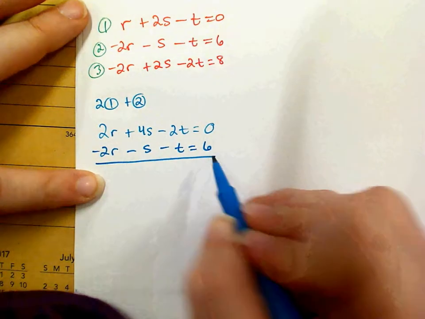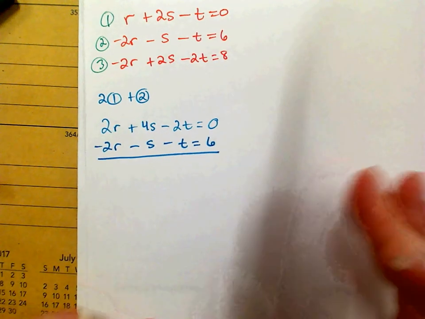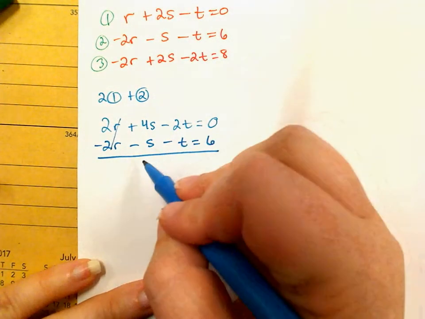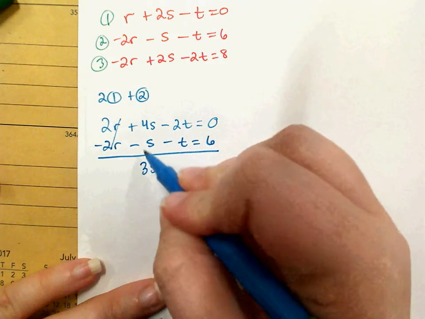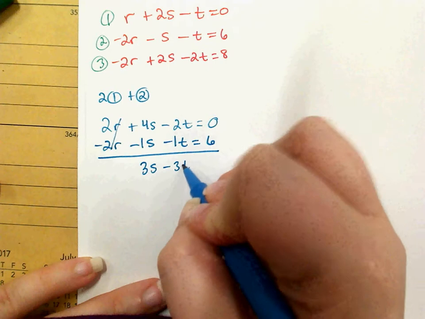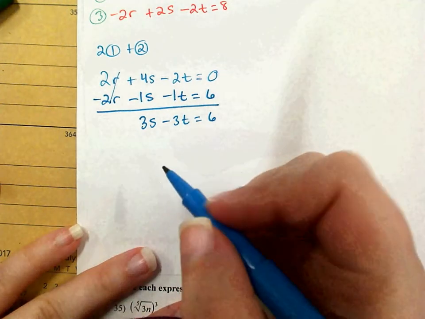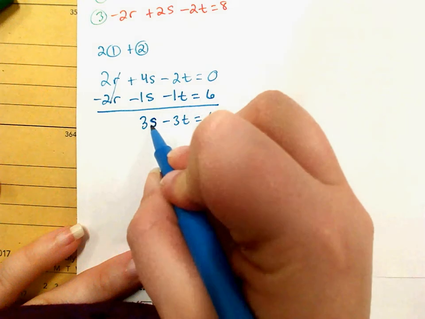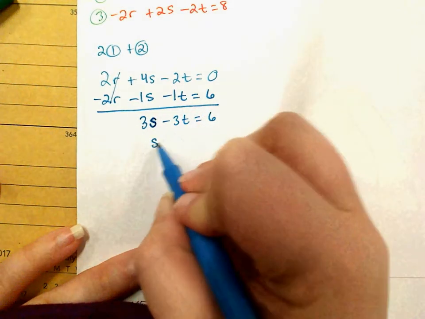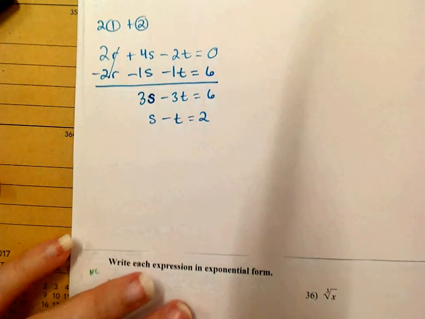Alright, so row 1 times 2, add row 2. I'm going to go ahead and add them. Those cancel out, and I'm left with 3s, because that's 4s minus 1s, and minus 3t equals 6. With this equation right here, what could I do? I could divide it by 3 and make it s minus t equals 2. If you want to, it makes it a whole lot easier. And if you can go ahead and do that, I suggest you do.